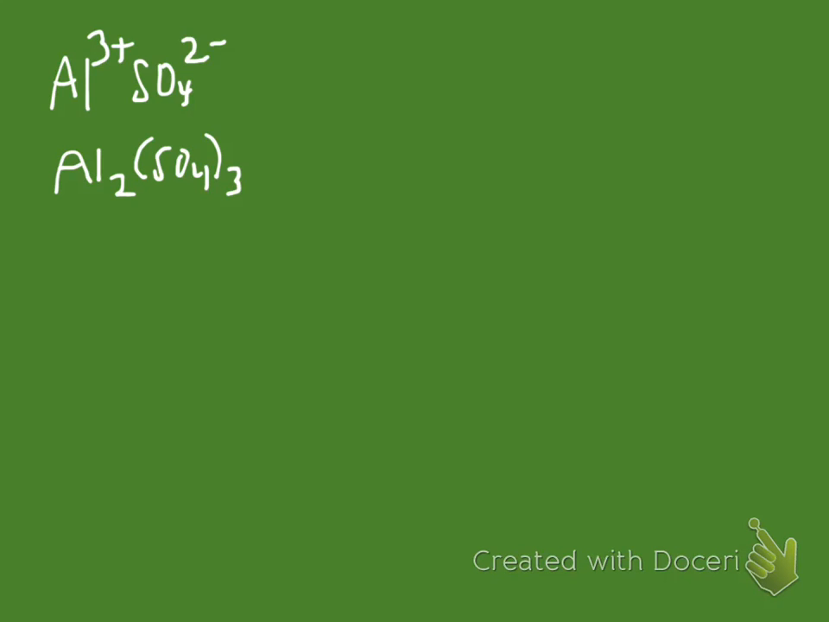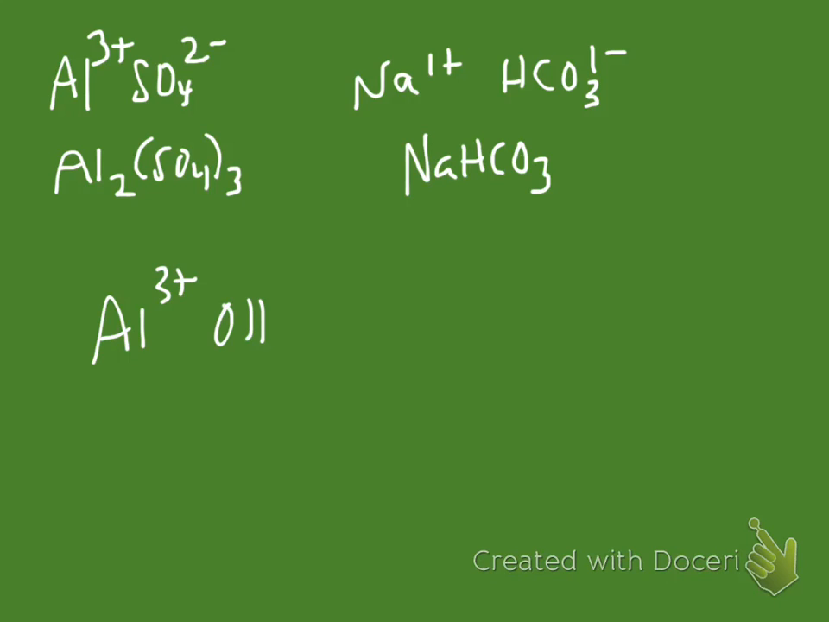And sodium hydrogen carbonate. So we have Na1 plus. Hydrogen carbonate ion is HCO3 1 minus. So we have NaHCO3. I'm just listing all of my compounds to start. Aluminum hydroxide, so that's Al3 plus, OH 1 minus, Al(OH)3, CO2, obviously carbon dioxide, and I've got pure sodium.